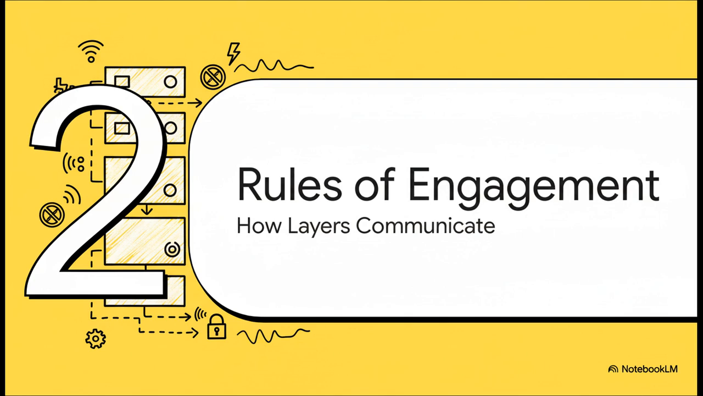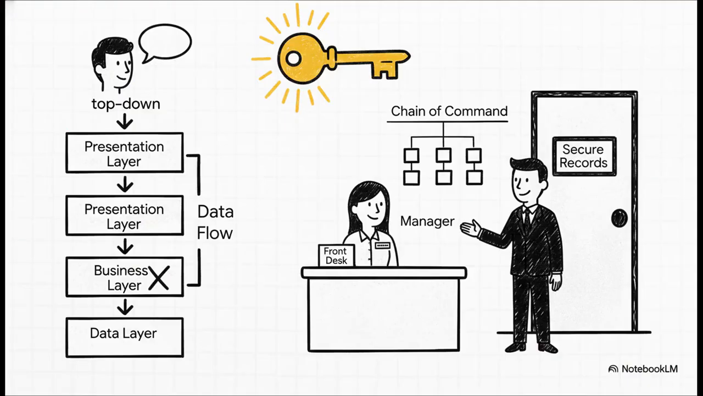Okay, so we've got our departments, but just having them isn't enough. For this whole system to work without turning into chaos, they have to follow a very, very strict set of rules about how they talk to each other. And here it is. This is the golden rule of N-tier architecture. Communication is strictly top-down. The presentation layer can only talk to the business layer, and the business layer can only talk to the data layer. That's it. Our receptionist at the front desk can't just decide to bypass the managers and barge into the secure records room.